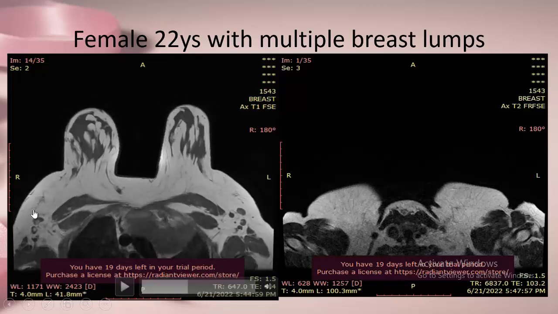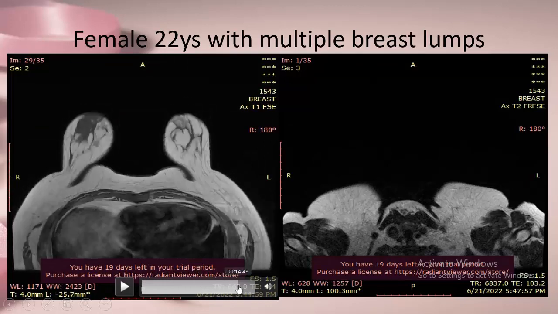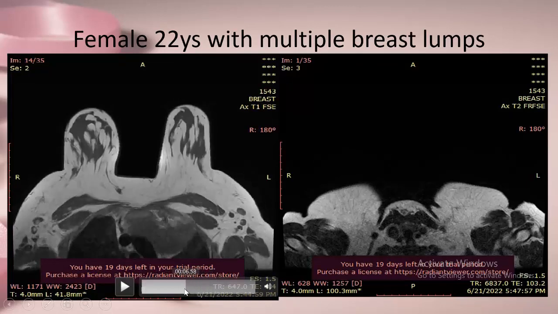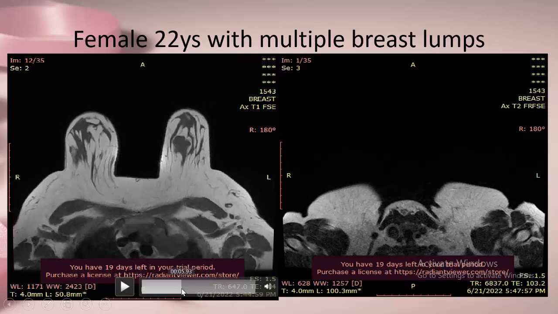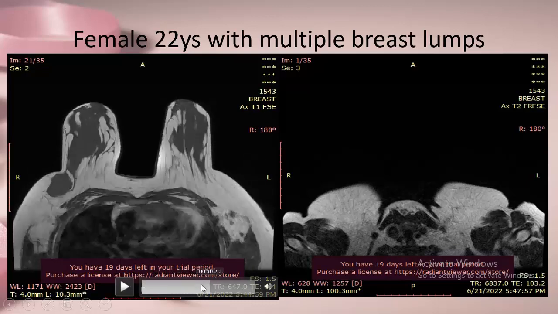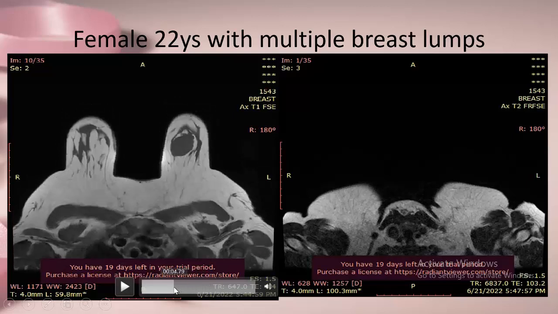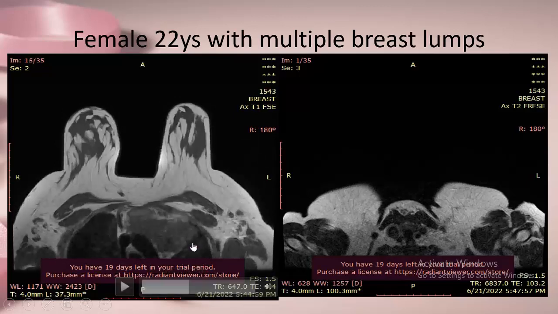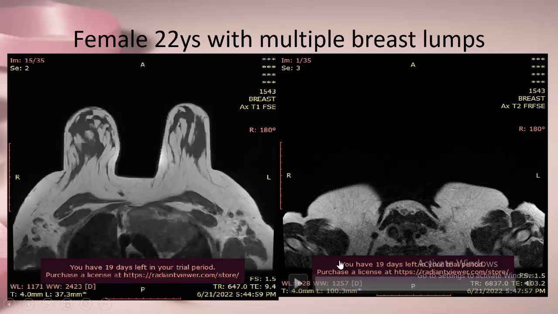Here are the axillary nodes, but the axillary nodes are apparently normal. Anything else we can see here? Yes, there is an anterior mediastinal lesion. There is an anterior mediastinal lesion, also with the same appearance as the masses, with lobulated outline. This is the anterior mediastinal lesion.